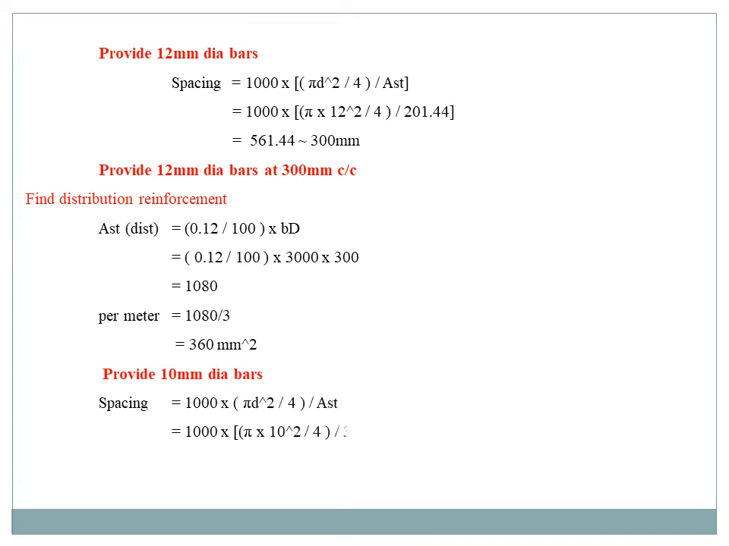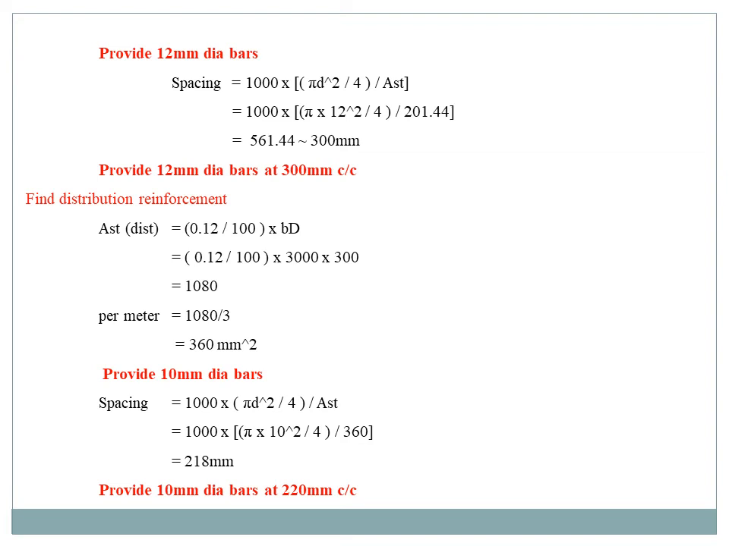So spacing is calculated with diameter also 12 mm, we can assume that. Only AST changes, and AST will be 201.44. So spacing is equal to 561.44. So 561 is more than 300 mm, so we take it as 300. 300 is enough, the maximum spacing is given as 300. So there is no need to go above 300 mm, because at that spacing it can cause overload failures.